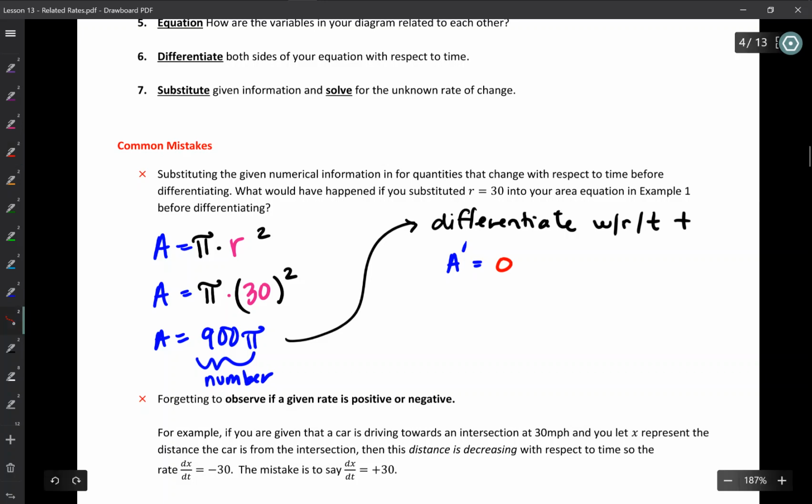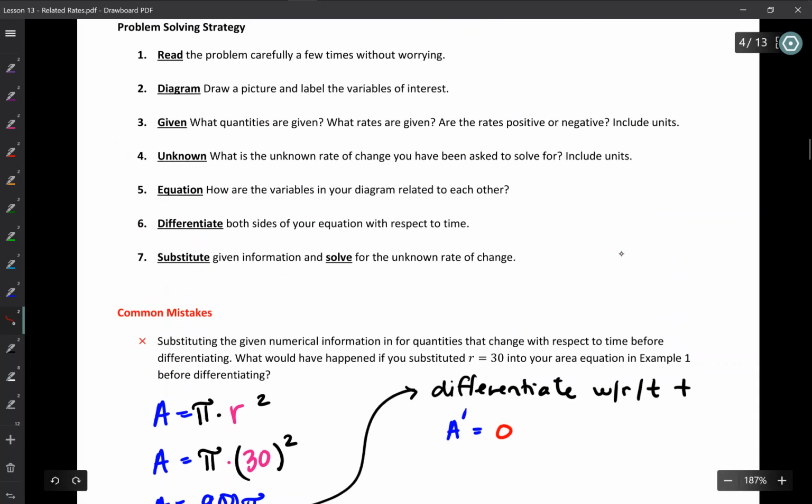So it's fine to make substitutions for things that truly are constant, things that truly don't change over time. Things that do change with respect to time, you want to wait until the very, very last step, until you've actually taken a derivative, and then you're plugging in the knowns to solve this problem.